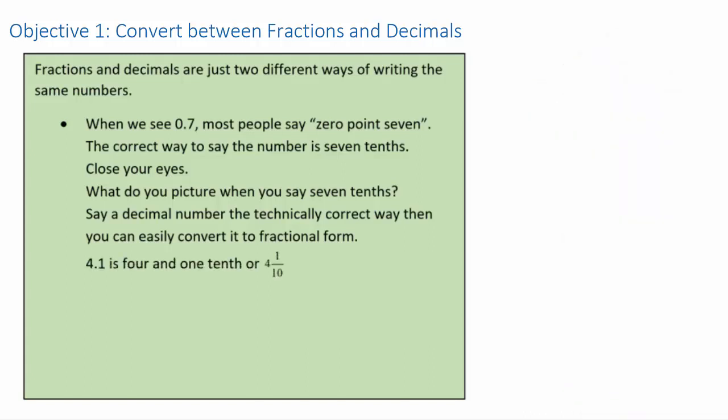4.1. So that's 4 and 1/10. So as a fraction, 4 and 1/10. Next, 0.36. This is the hundredths place, so this would be read the technically correct way as 36 hundredths. So as a fraction, that's 36 over 100. 36 hundredths. Yes, it still needs to be simplified, but at least we have it in fractional form.